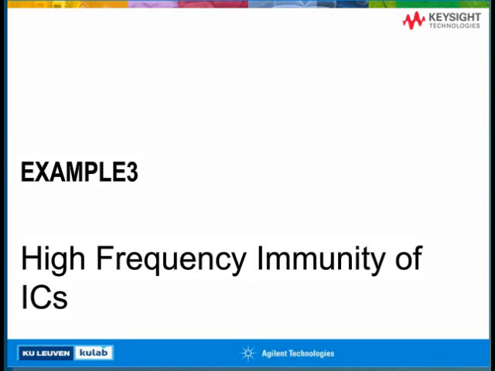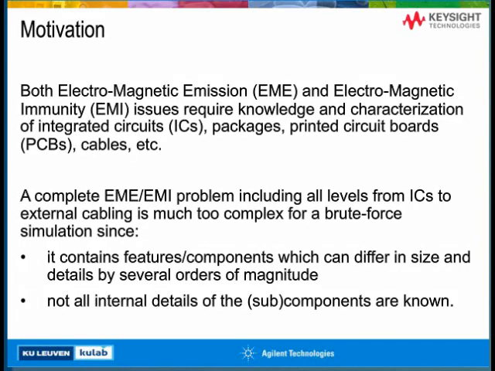We can take the reciprocity-based algorithm even a step further and use it to study the high-frequency immunity of integrated circuits. And that's the topic of the third and last example. So what's the motivation or background of this example? Both electromagnetic emission and electromagnetic immunity require knowledge and characterization of the whole chain of integrated circuits, packages, printed circuit boards, cables, and so on. Now, a complete EMI simulation, including all these levels from the IC to the external cable, is still much too complex for brute force simulation tools.